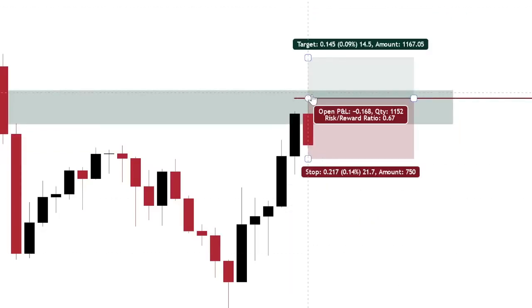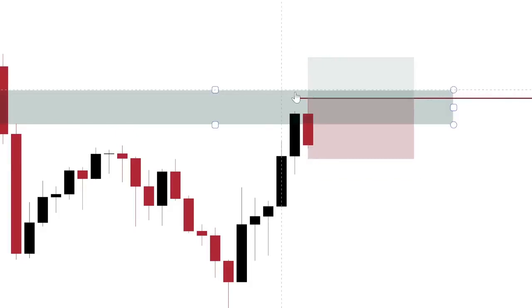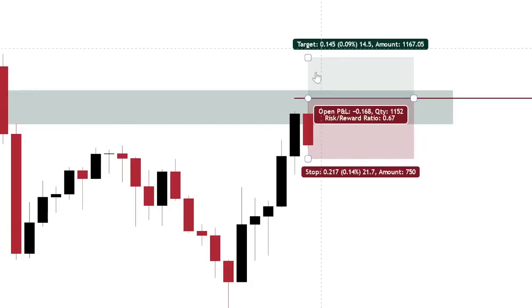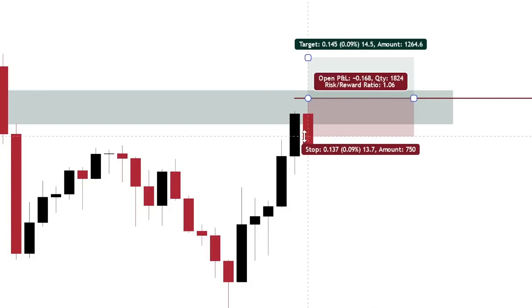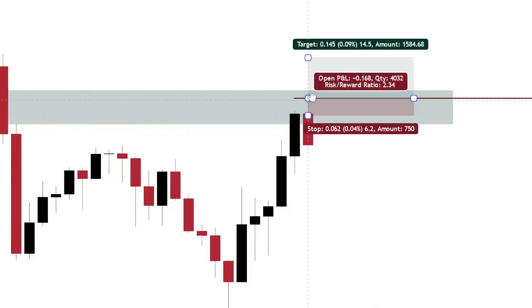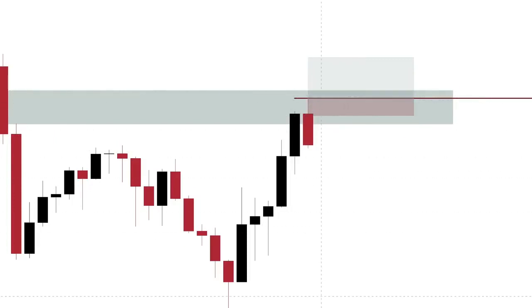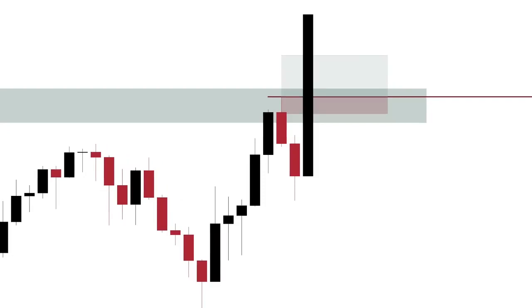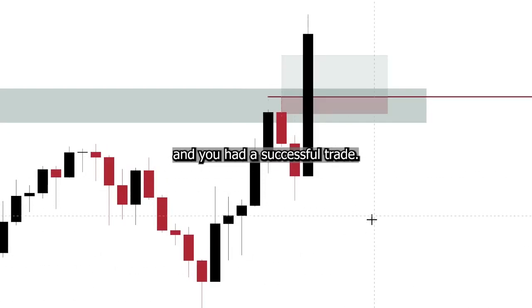And of course, once price closes out this area, you want to shrink your stop loss and get closer to break even. So obviously you would be starting off at your fair value gap. You'd want to close it in as price crosses your first reaction. And you had a successful trade.